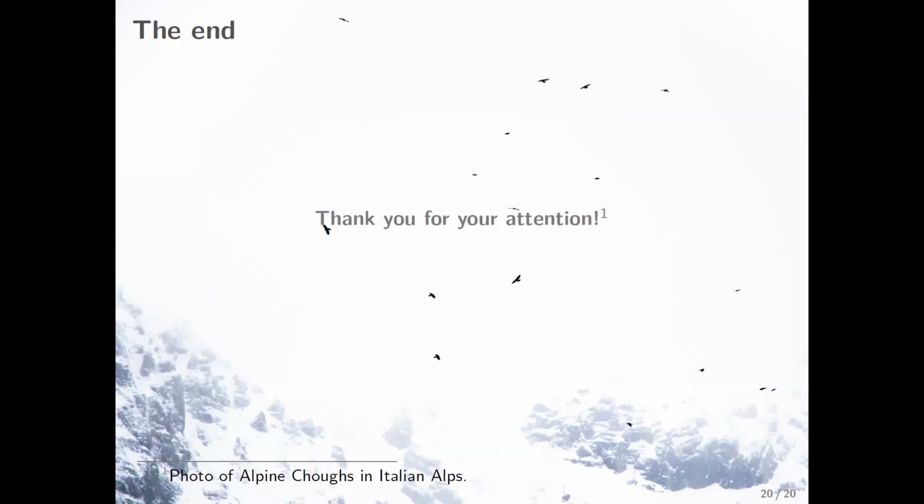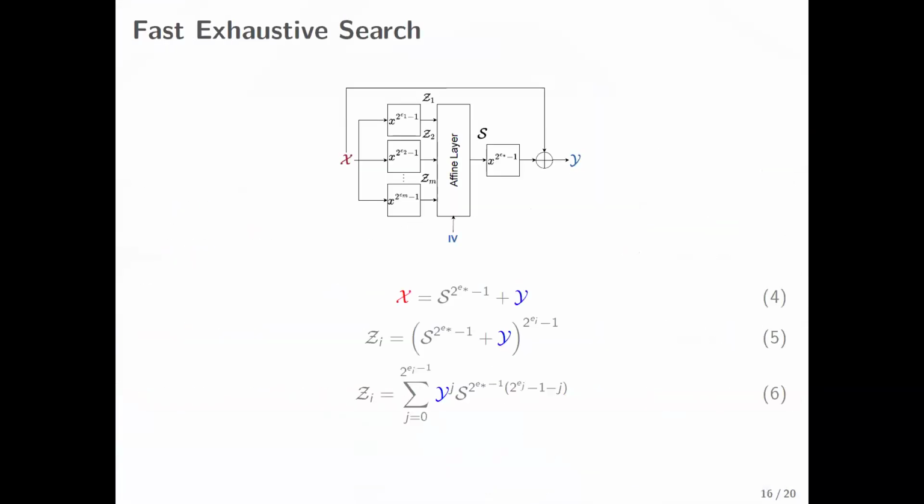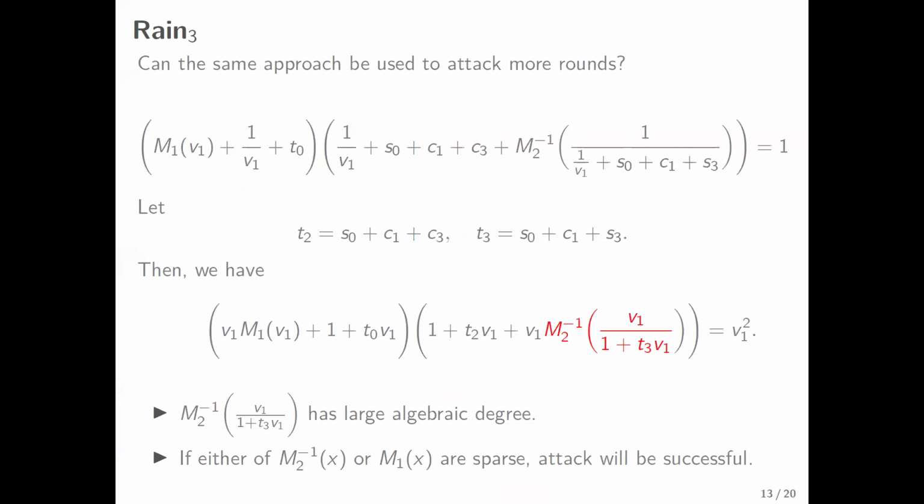Thanks a lot. Are there any questions? I have one on the sparsity of the matrices. You said that if the matrices are sparse in some sense. Yes. If the matrices are sparse, we can write that term that has high algebraic degree by introducing sufficient variables with low algebraic degree, and then we can solve it more efficiently.